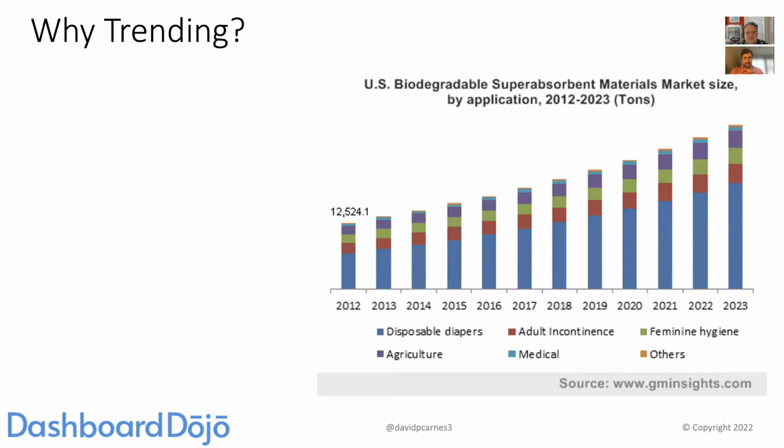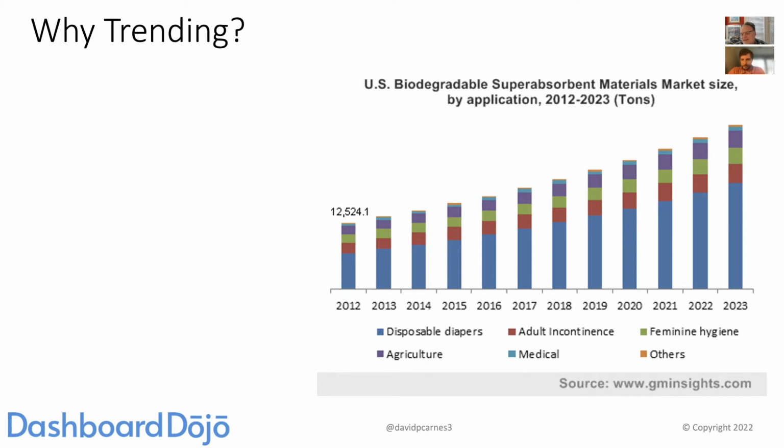All right, so let's talk about why trending. I got a chuckle finding this particular trend online when I was just thinking. So it's the US biodegradable super absorbent materials market size. And it's basically diapers and adult incontinence trends. So I don't know why, scatological humor, I guess. But this is showing the trend, and it's showing year by year. Suspiciously, it looks a little too clean.